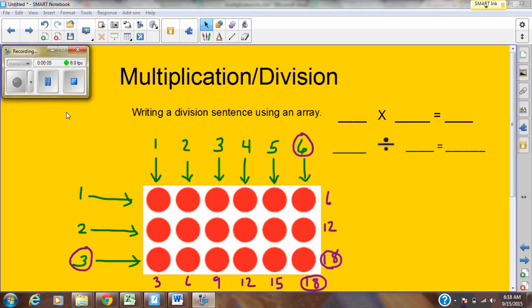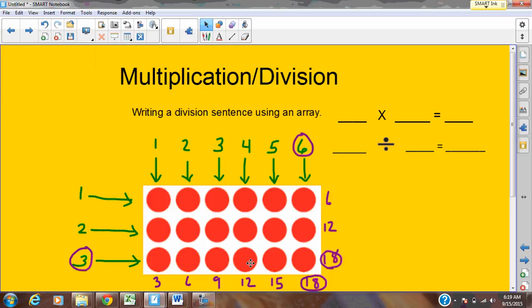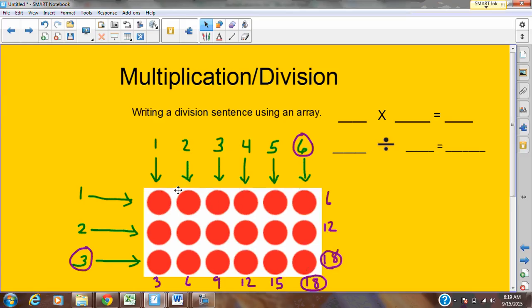Multiplication and division. You can use arrays to help you write multiplication and division sentences. In the picture we have here, we can see that this array is here for us. What I did was I counted the number of rows which go across or horizontal. So I made arrows pointing to remind me that I had 3 that go across, and I circled the number 3.